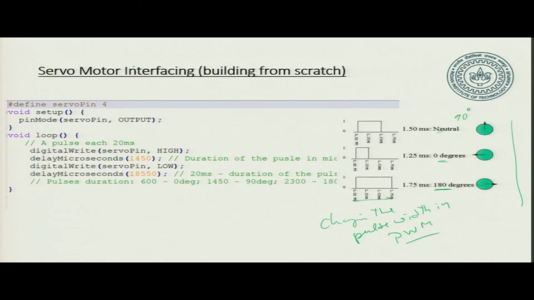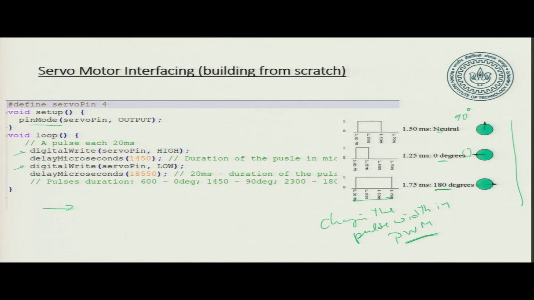Now, we can also write a program from scratch, okay, in which case we have to assign the digital write pins, and then depending on the pulse width, I can actually control the motor at a particular angle. So, this is an example of writing a program without using the header file, where you are simply using the pin mode, digital write, digital read, and controlling this motor to go from one point to another.